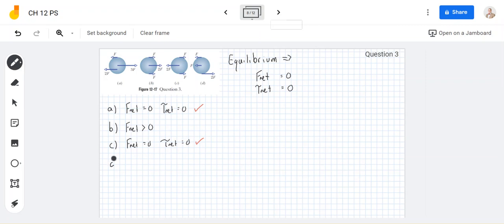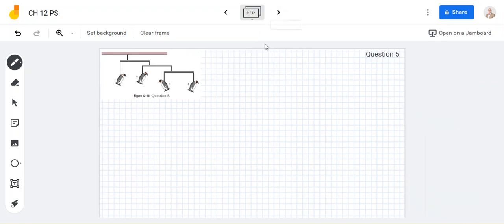And what about D? I have 2 F's to the left and 2 F's to the right, so it looks like F net is equal to 0. But I have 2 F's supplying a torque in the same direction. So here, the net torque is much greater than 0, so not in equilibrium. So the ones in equilibrium are A and C.